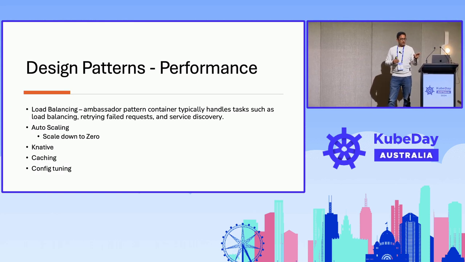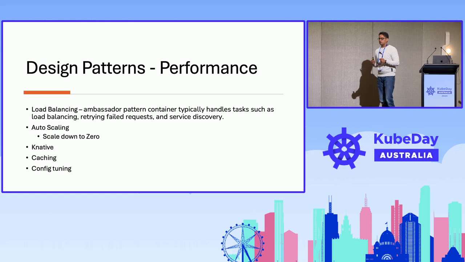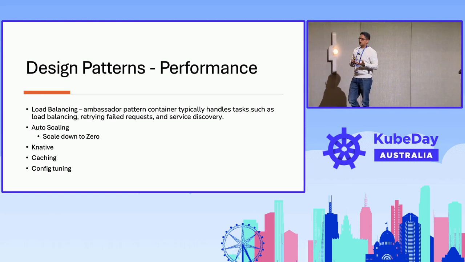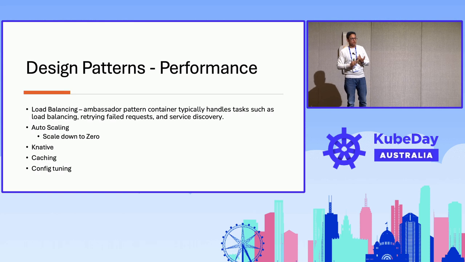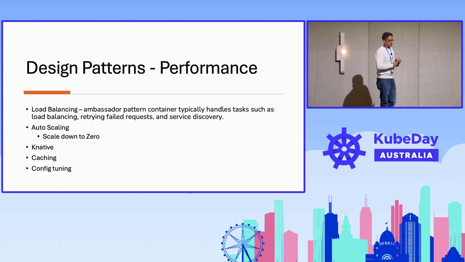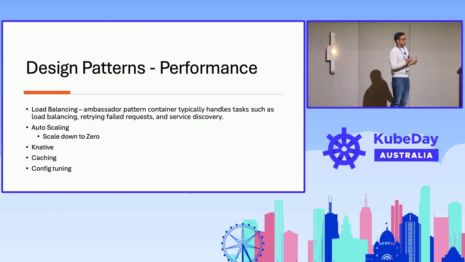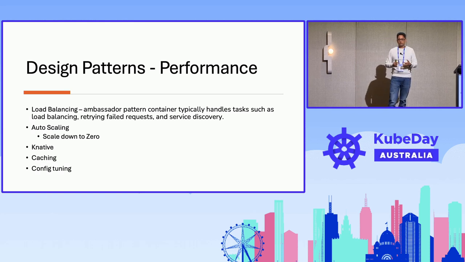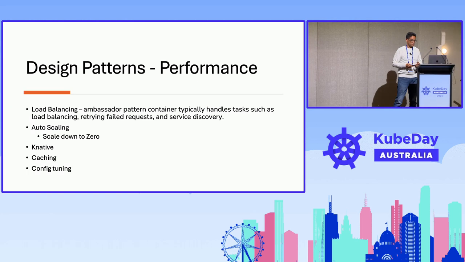Another tuning which I would highly recommend is on your config tuning. Set your limits in a way that you're not over-utilizing CPU or causing CPU throttling, where two containers in the same application start competing for resources with each other. So you should be very cautious about that.